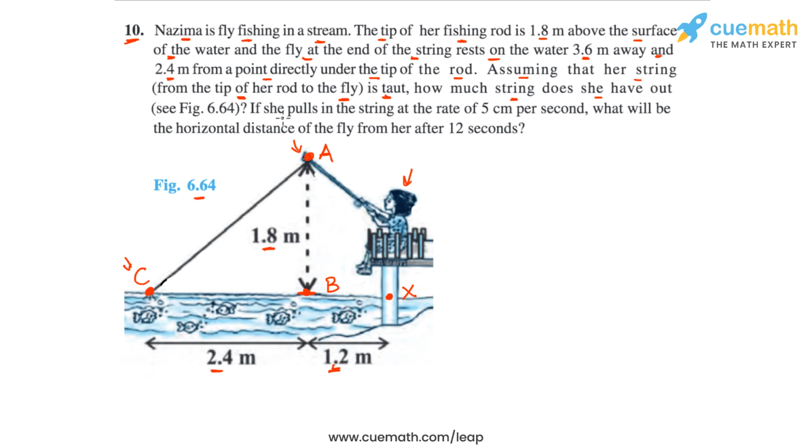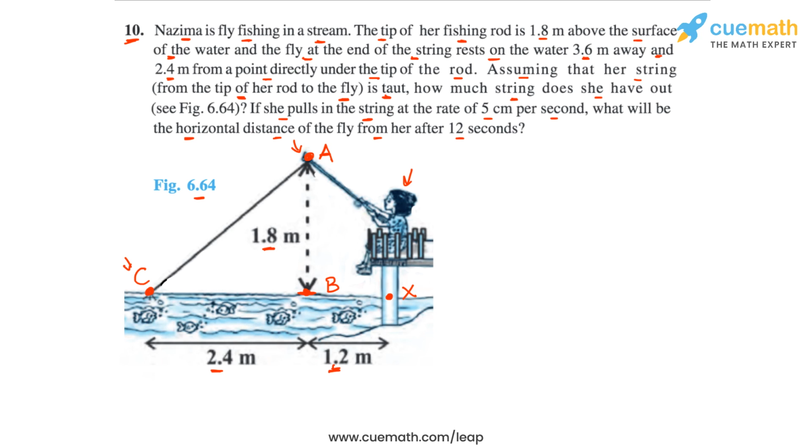Then the question says, if she pulls in the string at the rate of 5 centimeters per second, what will be the horizontal distance of the fly from her after 12 seconds? So let's first solve the first question, in which we are required to find the length of AC, the length of the string that is out.